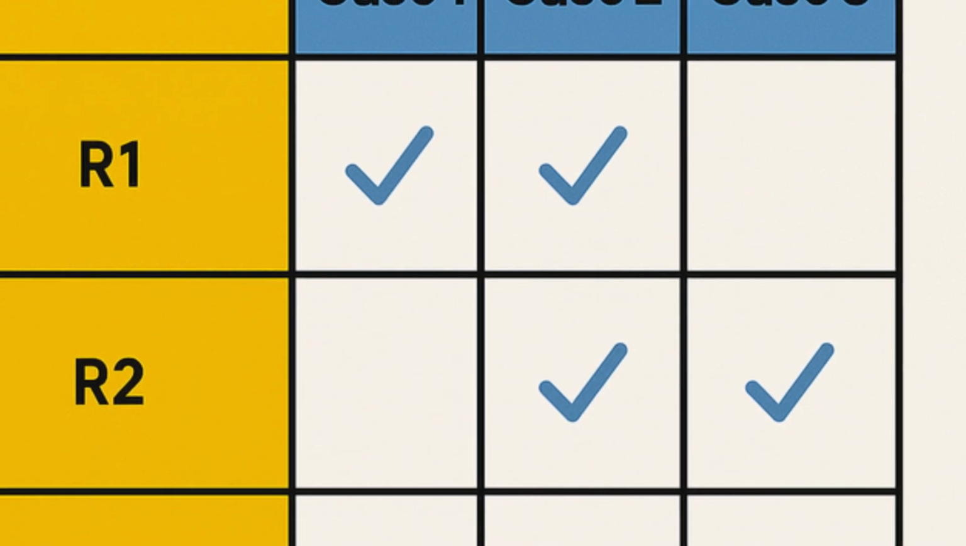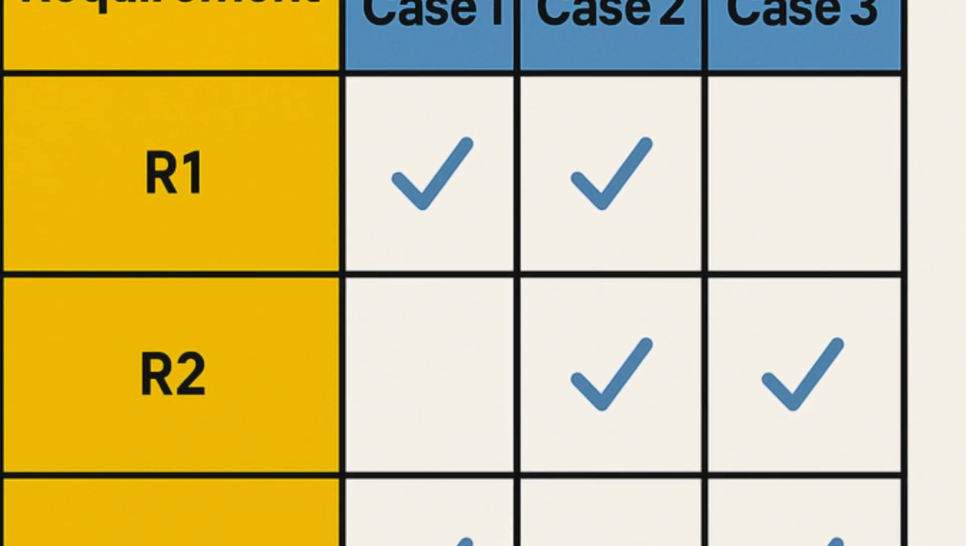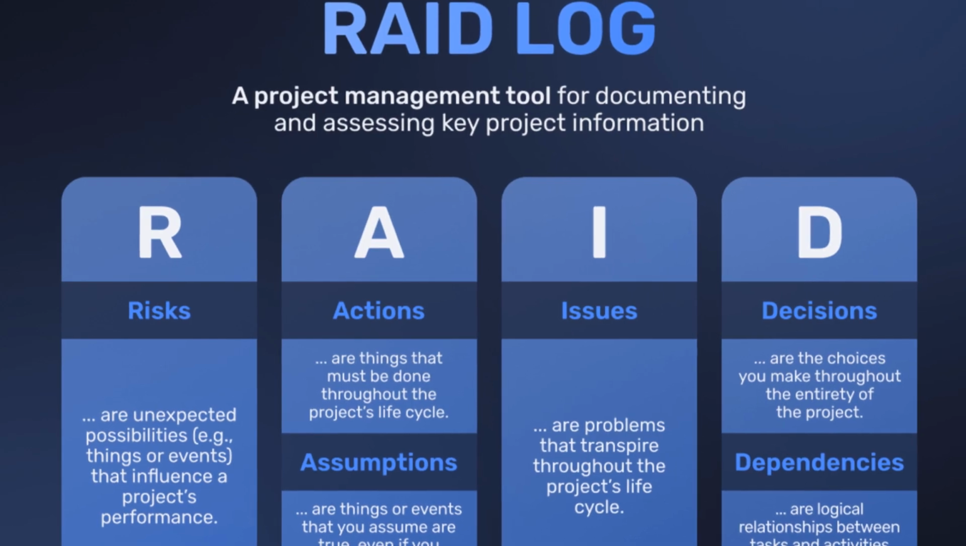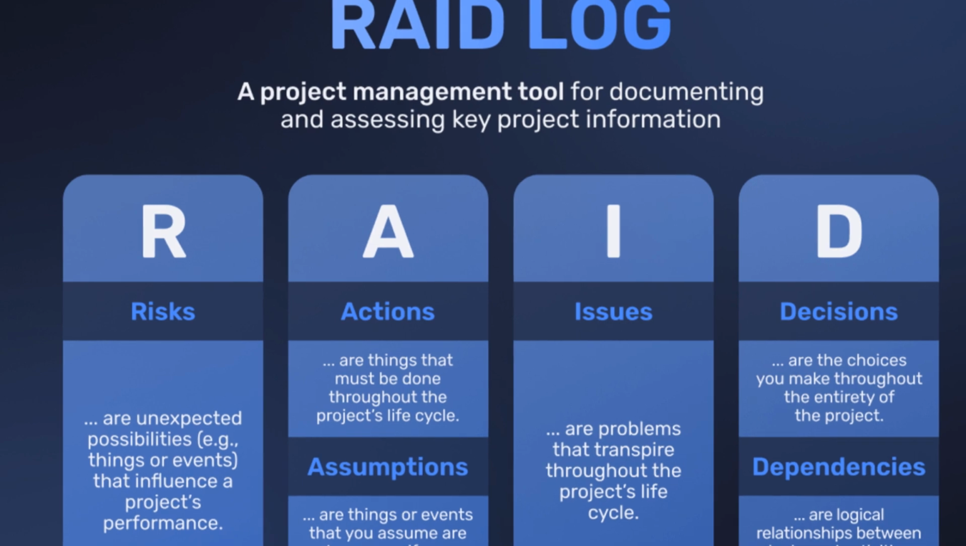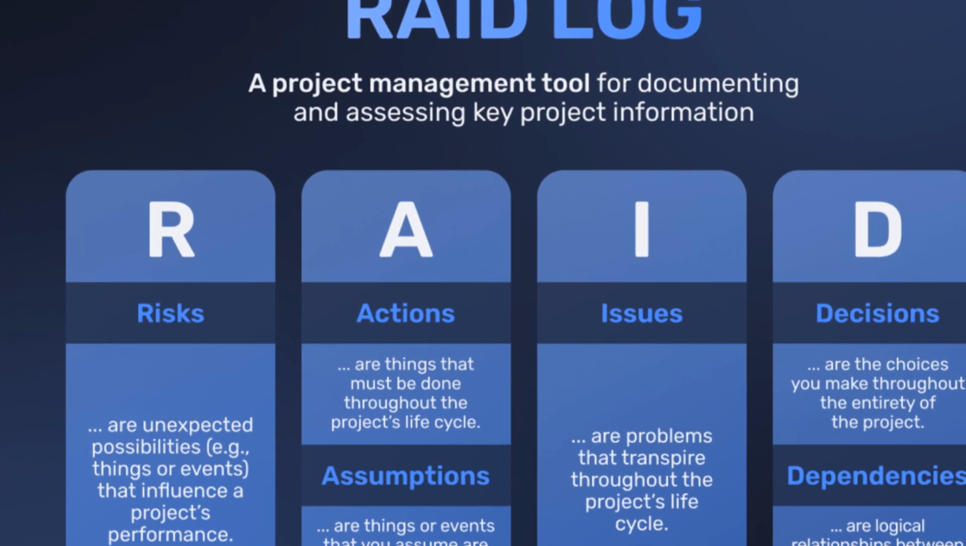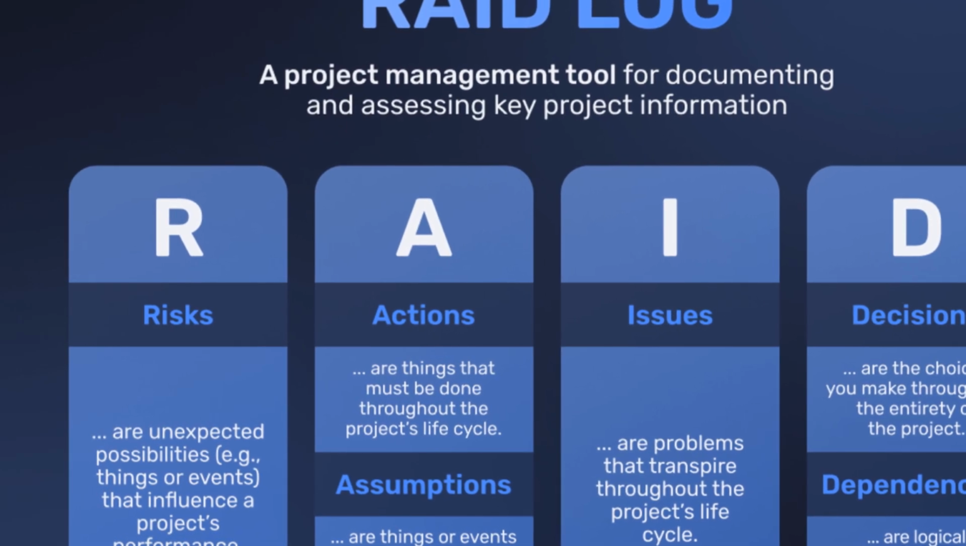To ensure all your requirements are addressed and linked to the final deliverables, you might implicitly create a traceability matrix in your mind or on paper, connecting your initial needs to the specific design elements and installed features. And to keep track of potential problems, assumptions you're making, issues that arise, and dependencies between different tasks. For example, plumbing needs to be done before the flooring. You're essentially managing a RAID log.